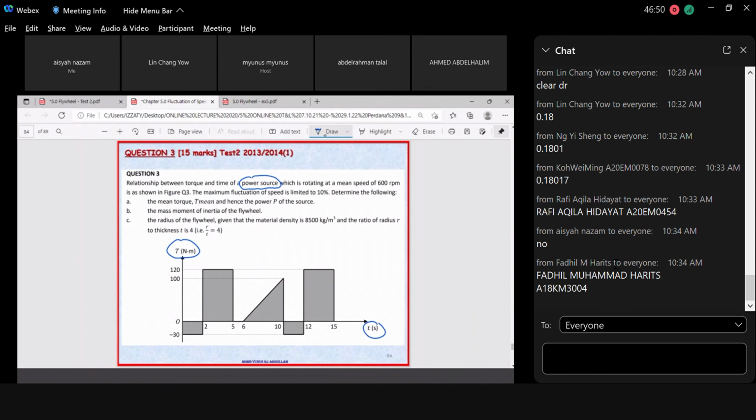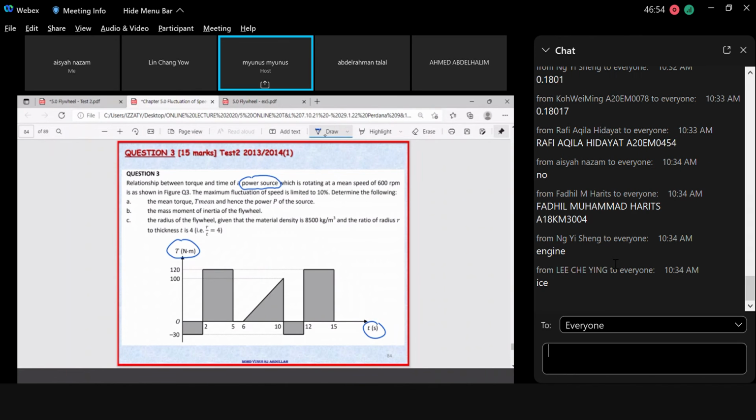Anyone? Yes, from an internal combustion engine, because the power source itself is showing you inconsistent torque, isn't it? So this comes from an internal combustion engine. Sometimes you have to read the equation to get more information related to the power source.